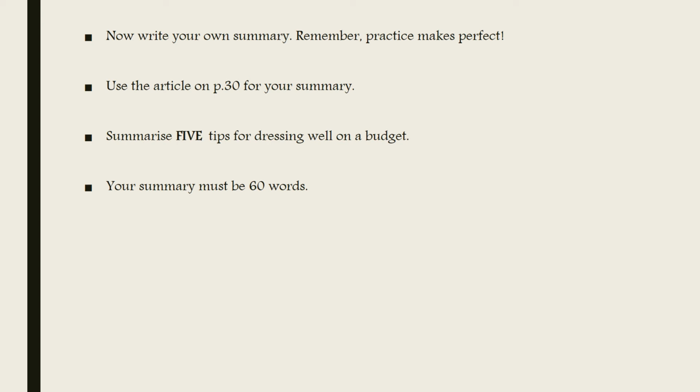Now it's your turn. Now you write your own summary. Remember, practice makes perfect. For today's activity, you are going to use the article on page 30. Your question for this specific article is, summarize 5 tips for dressing well on a budget. Important, remember your steps that I have listed above. For this specific summary, you're only allowed to use 60 words.